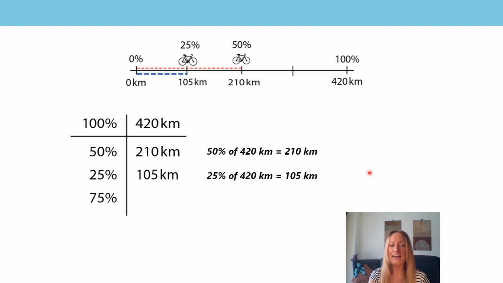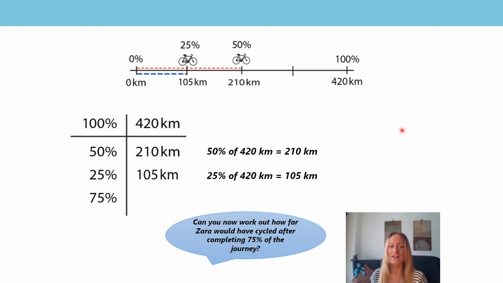Brilliant. Excellent. Do you think you can use the information we have in our ratio table to find 75%? And that's why it's really good to record our mental strategies in these ratio tables, because they can help us to find other unknown percentages. So I'd like you to try and work out how far Zara would have cycled after completing 75% of the journey. Do you think you could see if there's a couple of different methods to that, or if there's perhaps a method you find easier than a different one? Have a go at that. Pause me now.